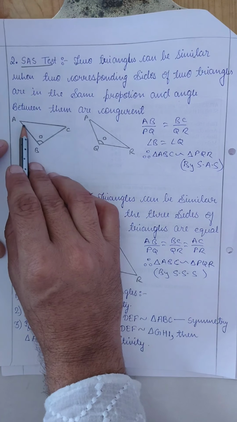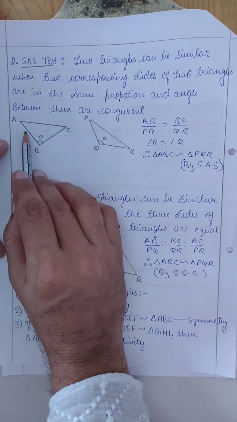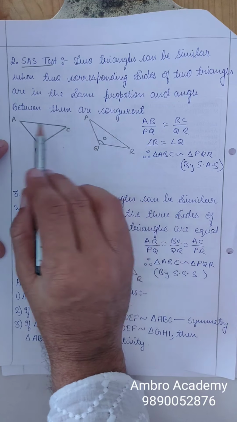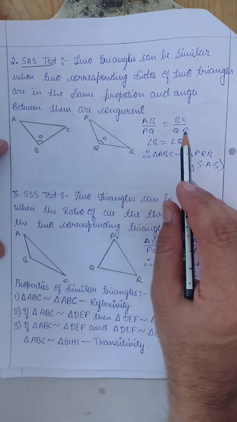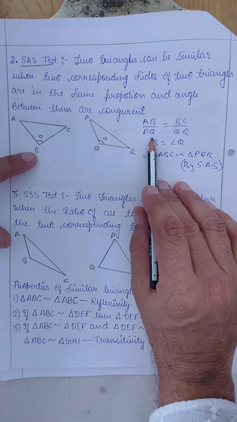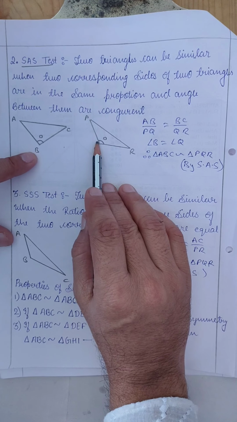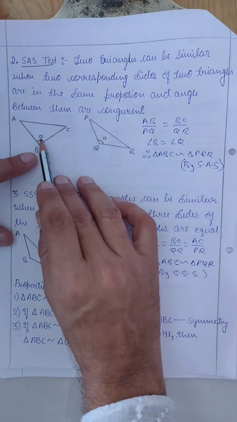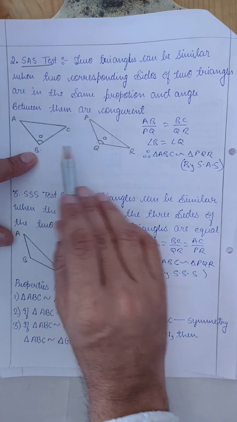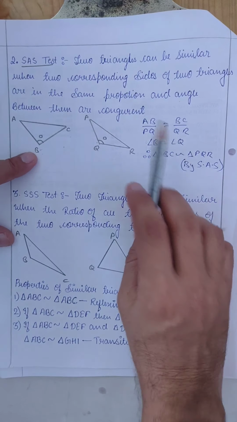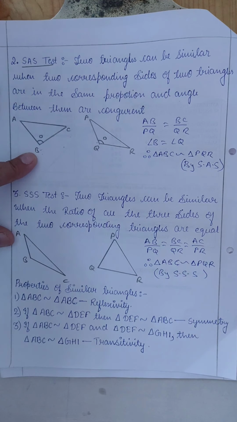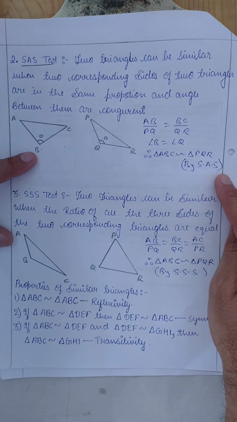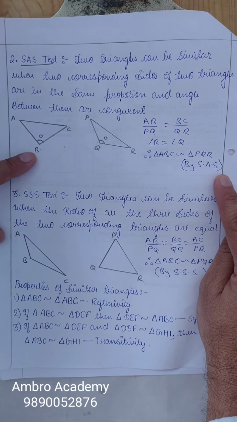We cannot say angle A is the same as angle P and AB and BC are in the same proportion, because it will not be the SAS test. So what we will say: AB upon PQ is equal to BC upon QR in the same ratio, and between these two sides we have angle B and angle Q which are equal. So we can say triangle ABC is similar to triangle PQR by the SAS test. What is that? Side angle side.